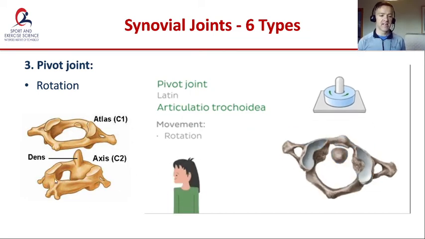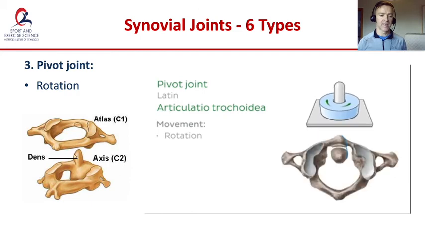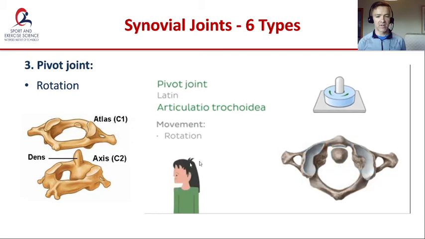We can see here that the axis, which is cervical spine number 2, has this little bony prominence sitting up, and the atlas has a nice ring there with a little joint. See this little surface here that sits down on top of it.